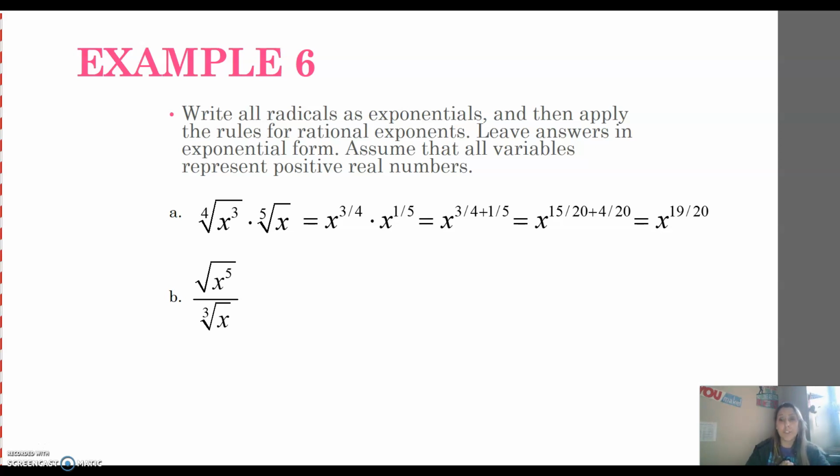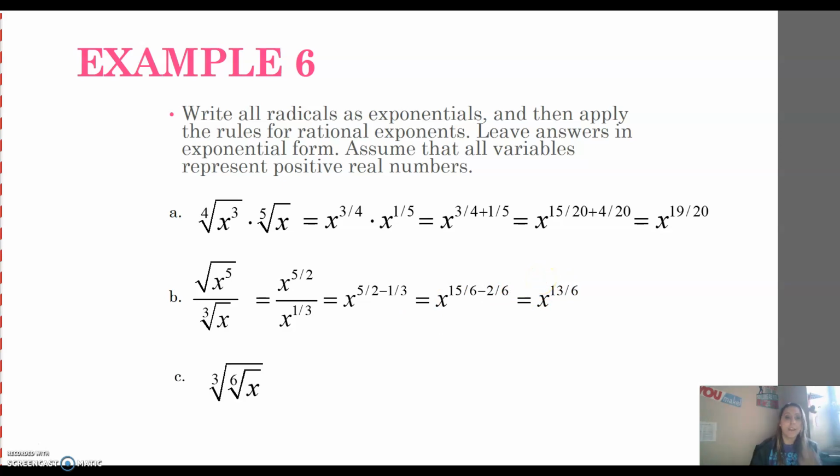Okay, let's try this with division. So again, we're going to convert to exponential form. So we end up with x to the 5/2 over x to the 1/3. When we have division like that, we do subtraction. So we're going to get x to the 5/2 minus 1/3, which when we get our common denominator gives us x to the 15 over 6 minus 2 over 6. And 15 minus 2 is 13. And x to the 13 over 6, done. Can't simplify it. That fraction is fully simplified. We're done.